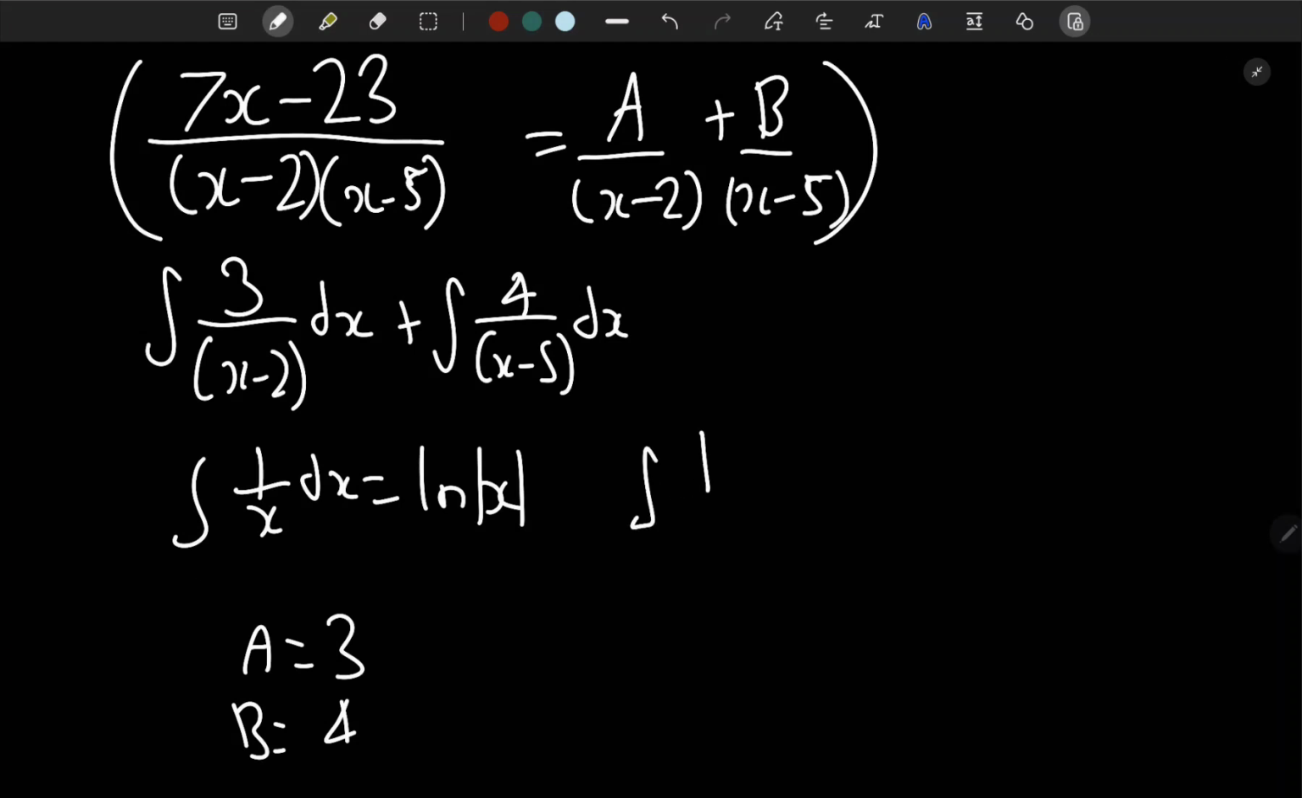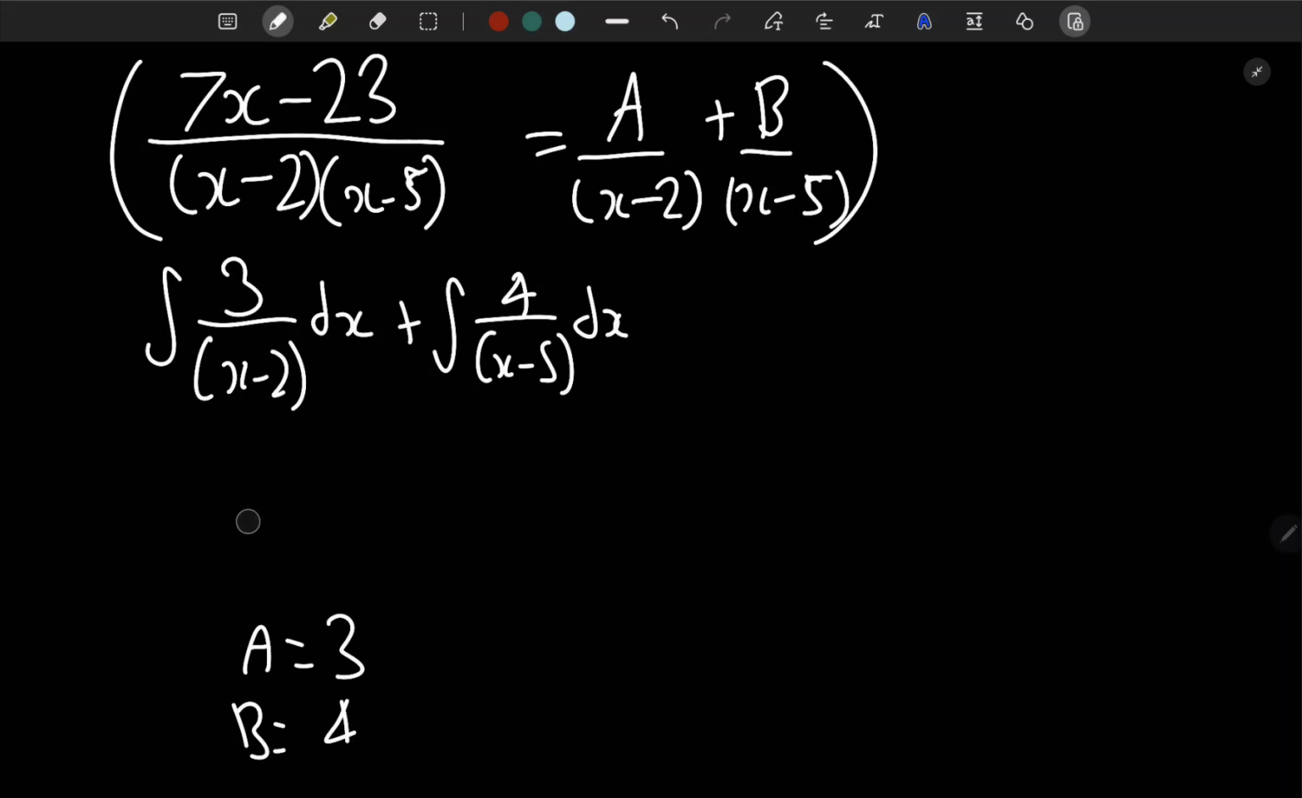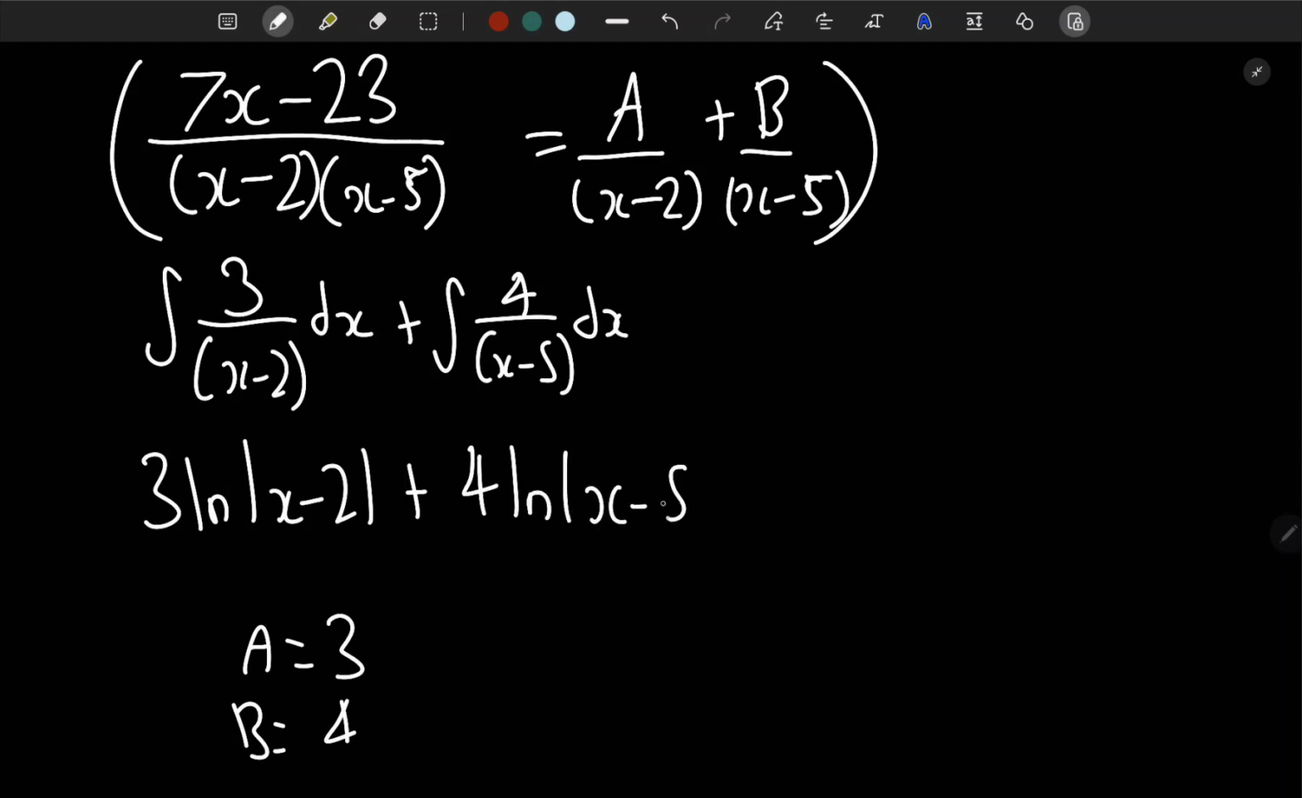So let's say we have the integration of 1 over x minus 5 dx. This will be equal to ln absolute value of x minus 5. So here we can do the same thing. The answer will be, we can take 3 outside, so 3 ln absolute value x minus 2 plus 4 into ln absolute value x minus 5 plus c. Don't forget the c, the constant.